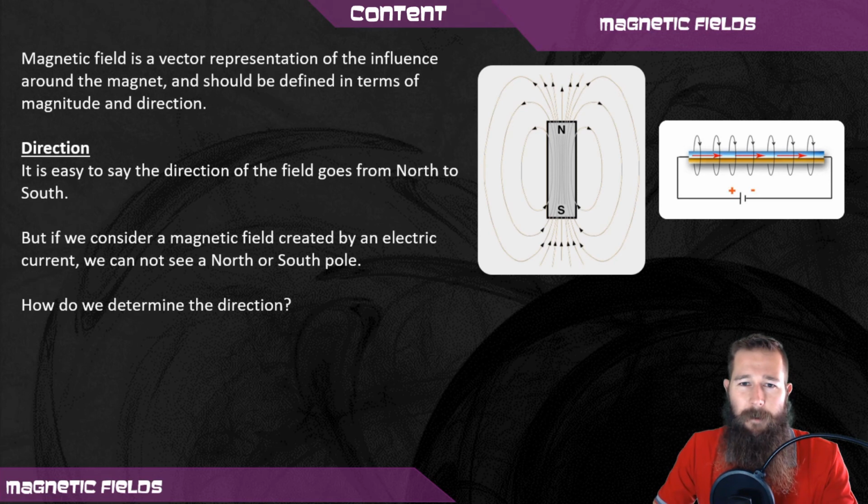A magnetic field is a vector representation of the influence around the magnet and is defined in terms of magnitude and direction. So for a bar magnet, as in this diagram here, it's easy to see that the direction of the magnetic field goes from north to south. But if we consider a magnetic field associated with moving charged particles, we cannot see this north or south. So how do we determine it? We'll get to that a little bit later.